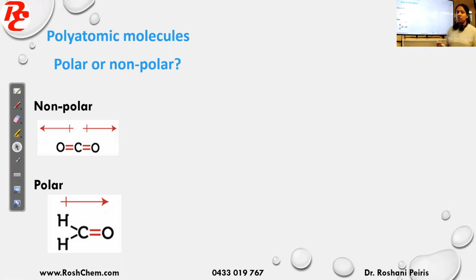At that time, how do we know whether your molecule is polar or non-polar? When it comes to diatomic molecules, if the bond is non-polar, I can say it's a non-polar molecule. If the bond is polar in diatomic molecules, I can say the molecule is also polar. So H2 has a non-polar bond, therefore H2 is a non-polar molecule. And HCl has a polar bond, therefore HCl is a polar molecule. That's straightforward. But when it comes to polyatomic molecules, the shape is also important.